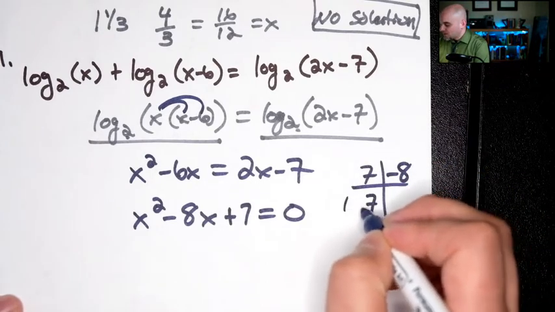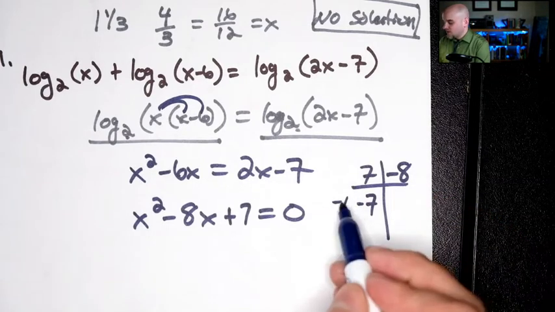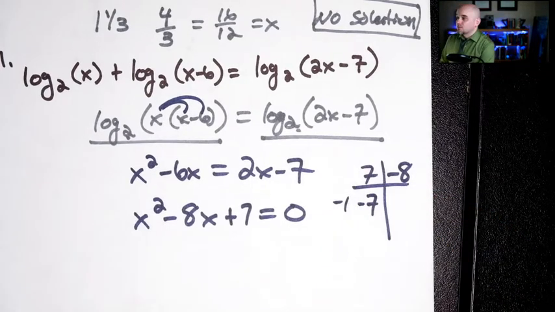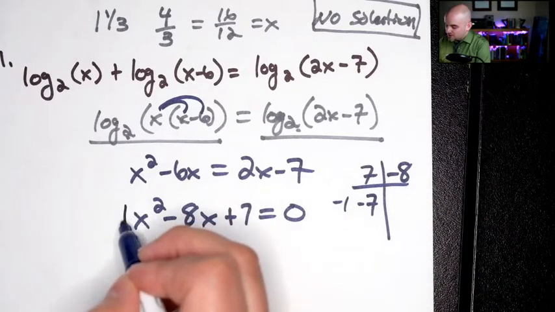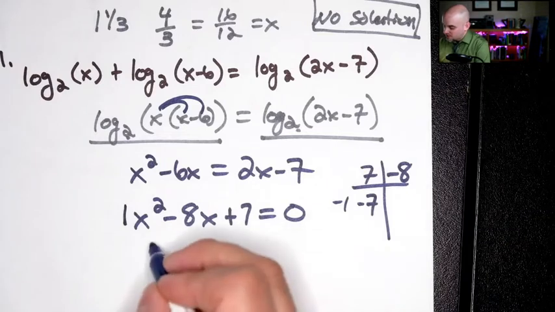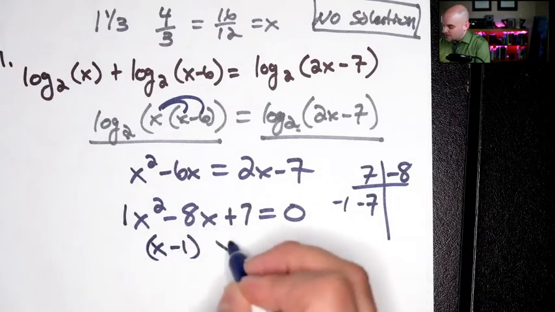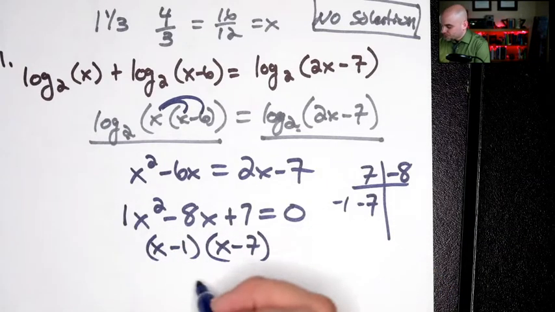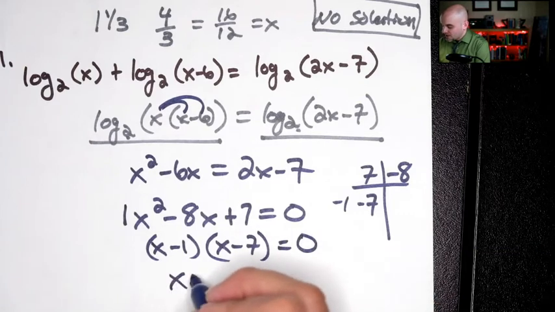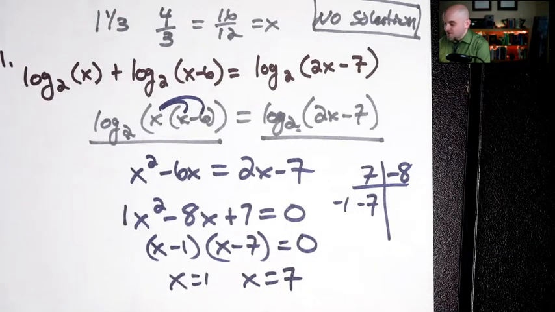I've got 1 and 7. If I make them both negative, that gives me a positive 7 when I multiply them. And when I add them, I get a negative 8. Because the leading coefficient is 1, I can take the shortcut and say this is x minus 1 times x minus 7 equals 0. So x equals 1 and x equals positive 7.